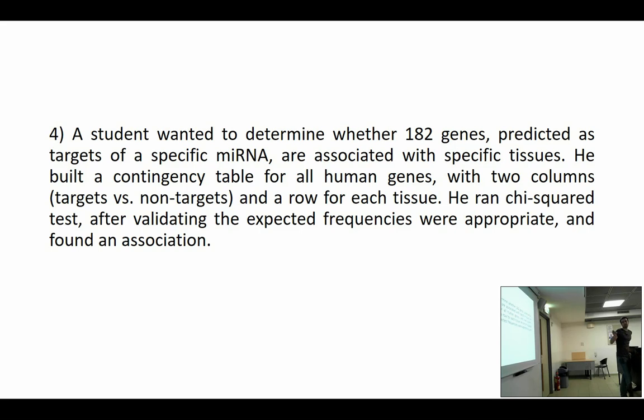Okay, I'll give you a hint. What's wrong with defining the tissues as a category? What kind of property does the tissue not hold that you would need it to hold to use a chi-square test? Are tissues mutually exclusive with respect to genes?